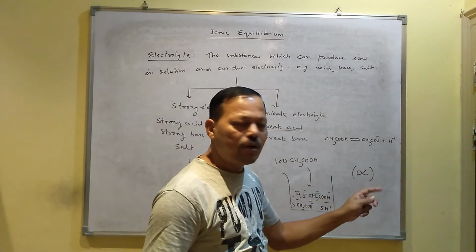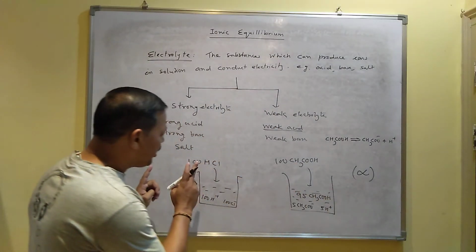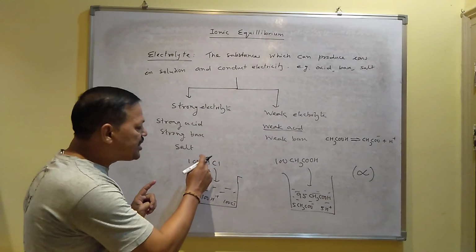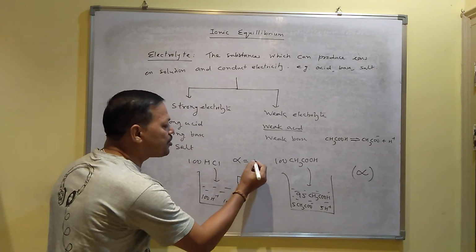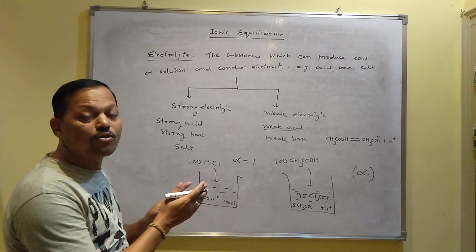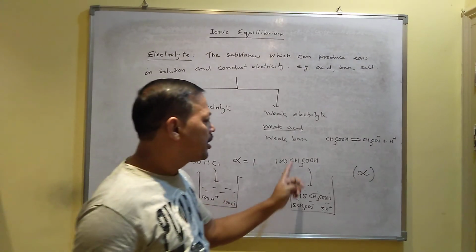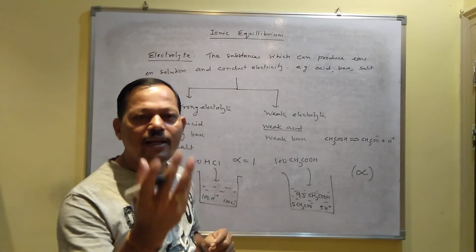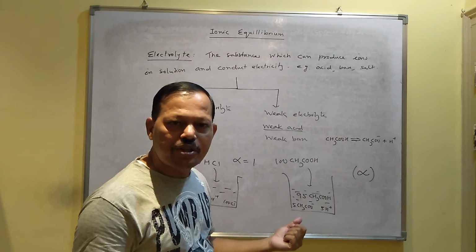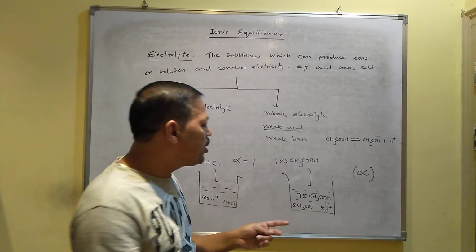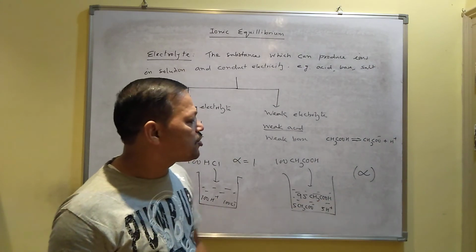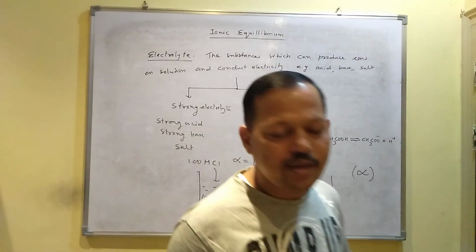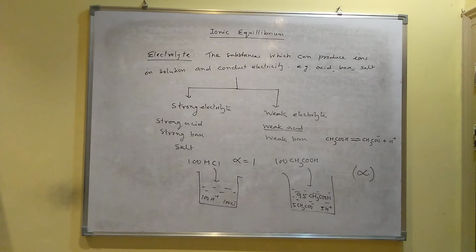So for the alpha value, in case of a strong electrolyte, since it is completely ionized, the alpha value is considered as 1. I mean it undergoes complete ionization. But in case of a weak electrolyte, a little fraction of molecules undergo dissociation. So how much fraction of molecules undergo dissociation, that is represented by alpha, and which is called the degree of dissociation or degree of ionization for the electrolyte.